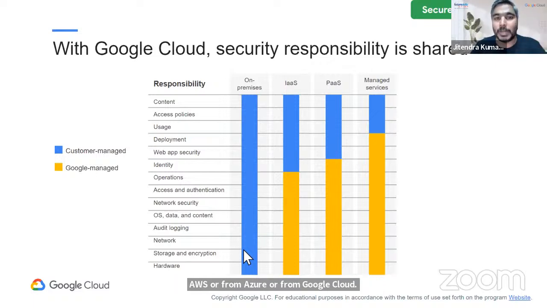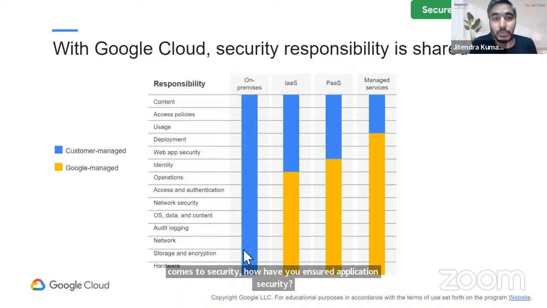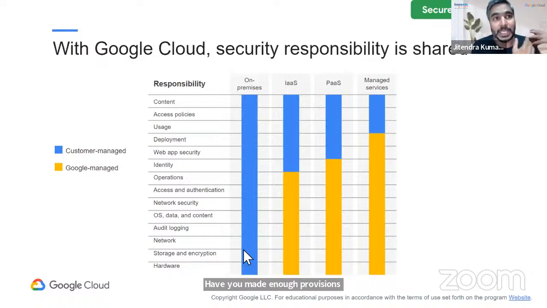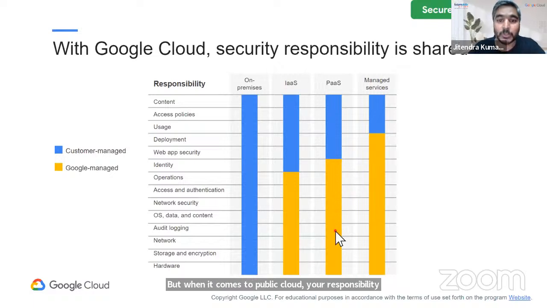I am responsible for my application. Not really. When it comes to security, how have you ensured application security? Have you made enough provisions to not allow any unwanted traffic? So when you look at the tech stack, in the on-prem data center, the one on the left-hand side, the blue line that you see, you were responsible for everything. But when it comes to public cloud, your responsibility has not gone away. The yellow line that you see, Google is of course responsible for.